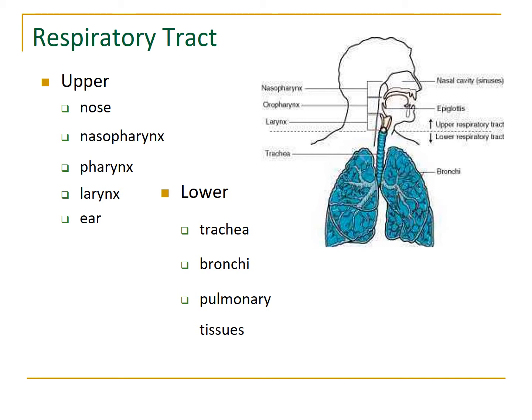Infections of the respiratory tract fall into two broad categories. Upper respiratory tract includes the nose, the nasopharynx, the pharynx, larynx, and epiglottis, while the lower respiratory tract includes the trachea, bronchi, and the pulmonary tissues.